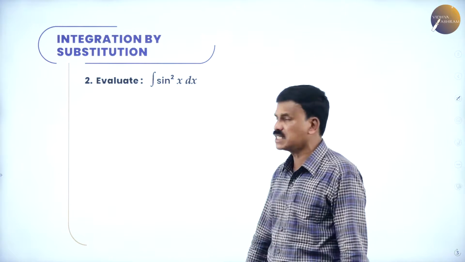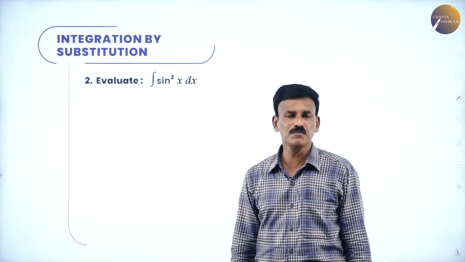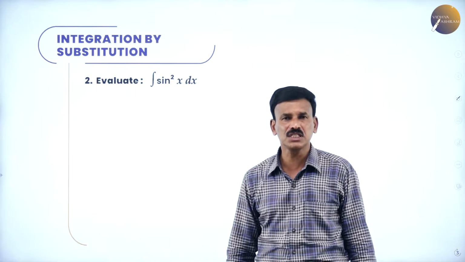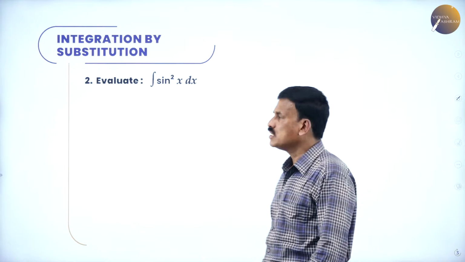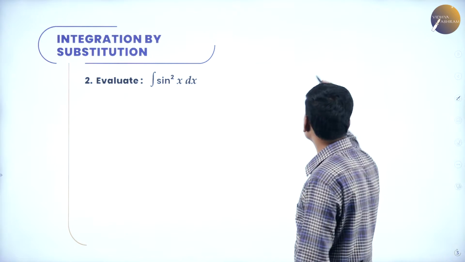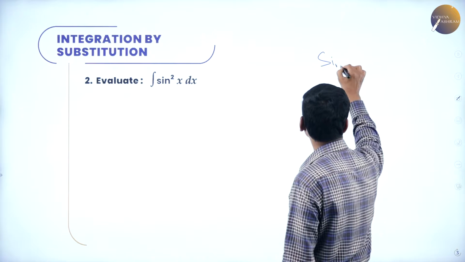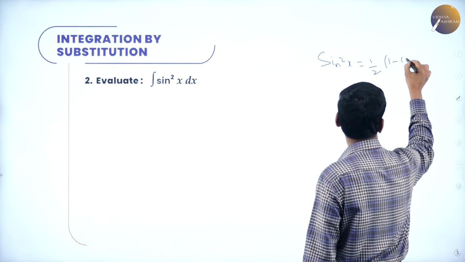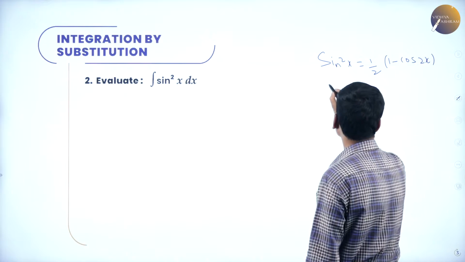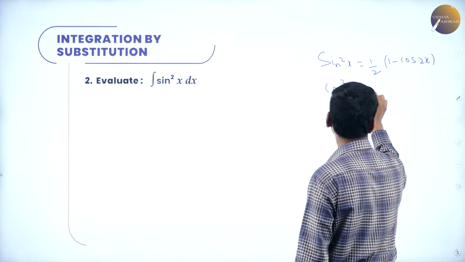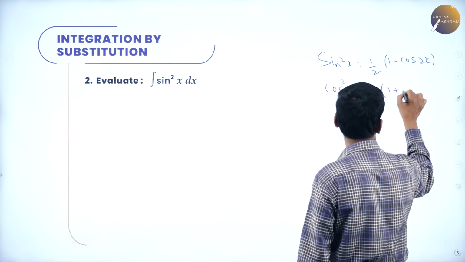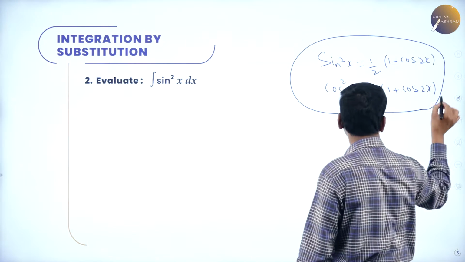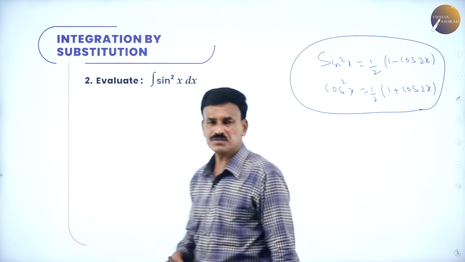Evaluate sin square x dx. These types of problems are very important. You may expect a problem like sin square x, cos square x, or sin square x into cos square x. Now we have the formulas for this. We know that sin square x is equal to 1 by 2 into 1 minus cos 2x. Similarly, for cos square x, the formula is 1 by 2 into 1 plus cos 2x. So these are very important formulas. We are making use of this now.